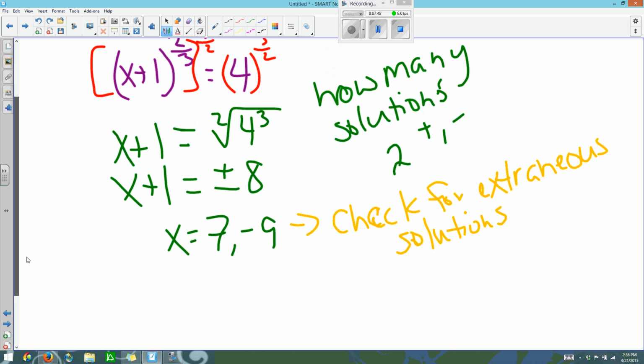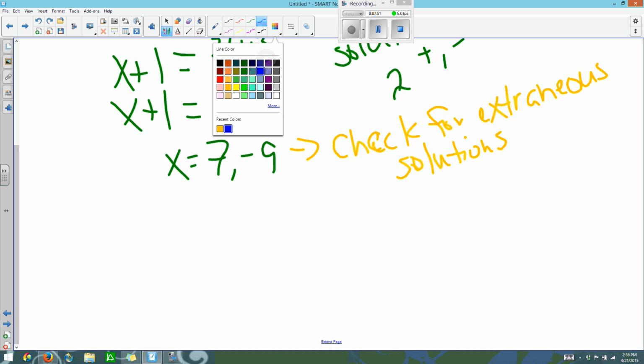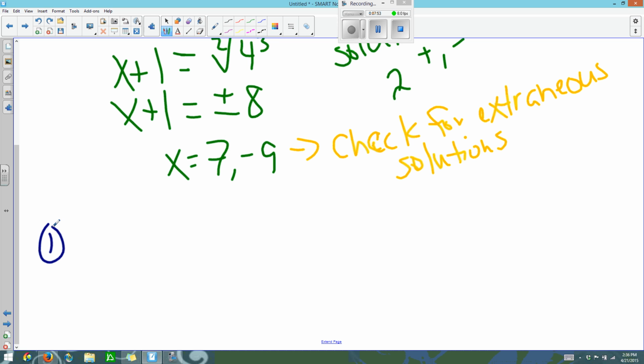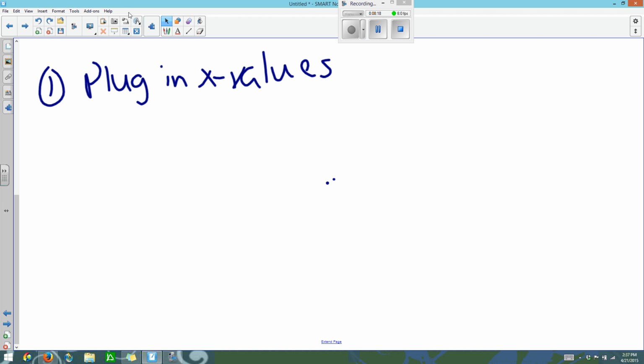So I'm going to come down here. So one way to check for extraneous solutions is to plug in x values into the original problem, of course. So for the first x value, let me extend the page a little bit. Okay, like that. So let me just erase these 2 little things.